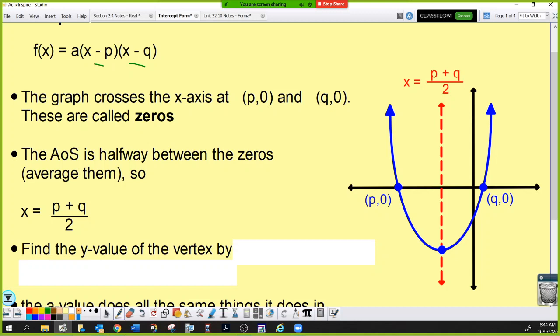But what I want you to really notice is this. Minus P, minus Q, positive P, positive Q. It's the opposite sign, just like when you're trying to find the vertex. It's the opposite sign. And that's because inside changes are opposite. That's why that's happening.